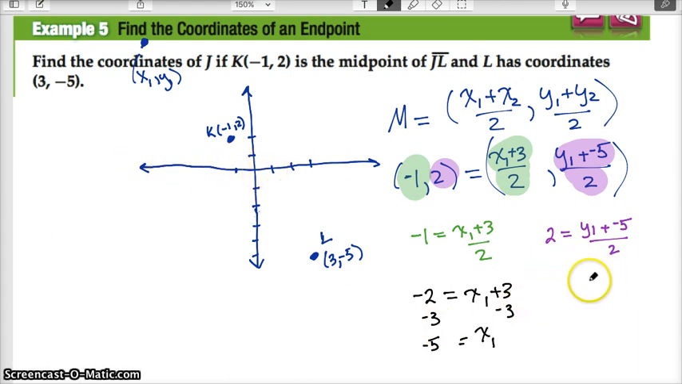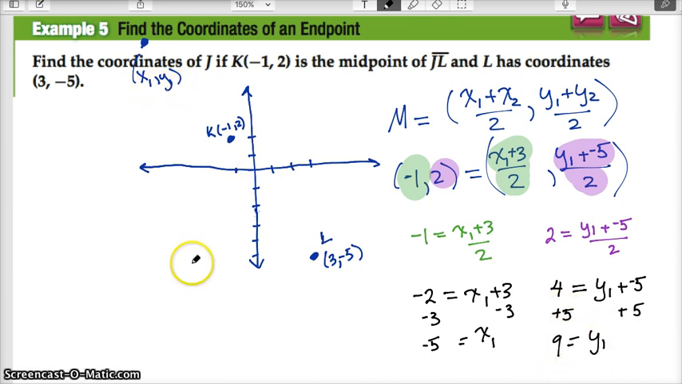Let's check out what we get for our y value. So the next thing I'm going to do is solve for y by multiplying both sides by 2, which gets this 2 out of the denominator. Then I get 4 is equal to y sub 1 plus -5. If I'm going to get rid of this -5, I've got to do the opposite, which is to add a +5. Adding a +5 is going to show me that y sub 1 is equal to +9.